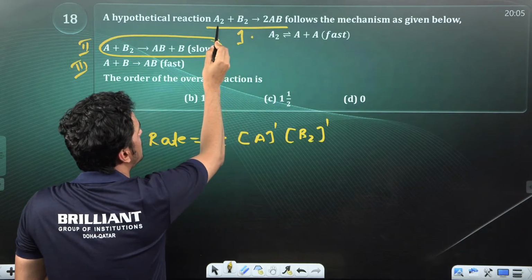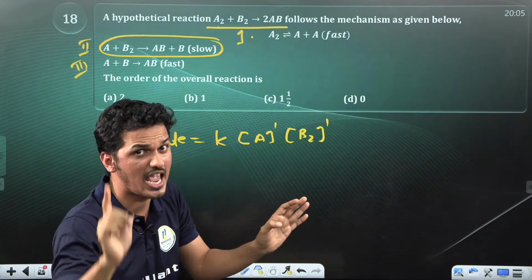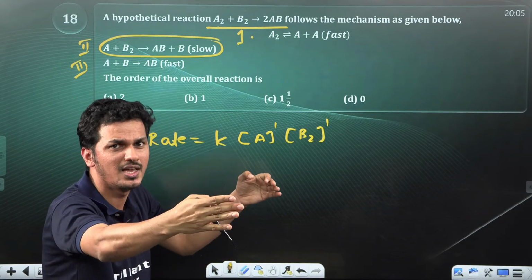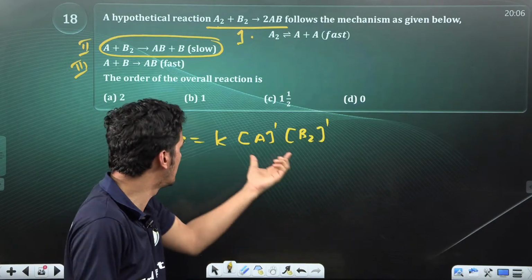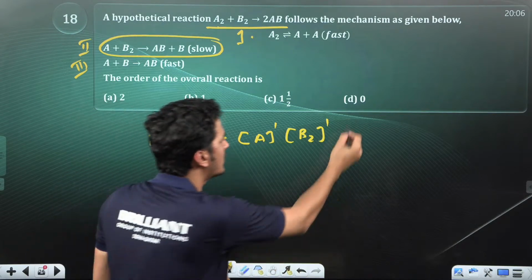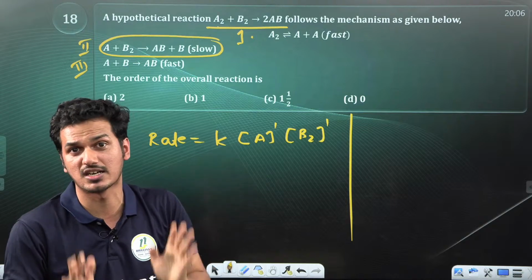In that equation, A2 is there, B2 is there, 2AB is there, A is not there. A2 is there. So this is the intermediate. Intermediate means something is being prepared and used in the reaction. It is not appearing in the initial and the final. That is intermediate. So we have to avoid this intermediate in our rate equation. For that, obviously, they will give one equilibrium reaction, a reversible reaction.